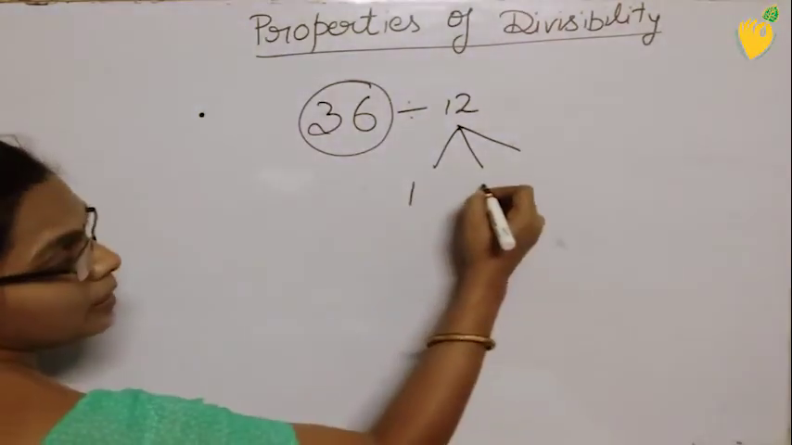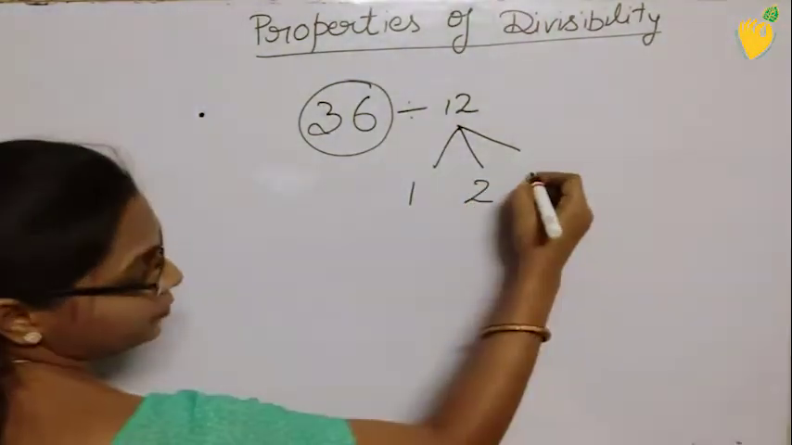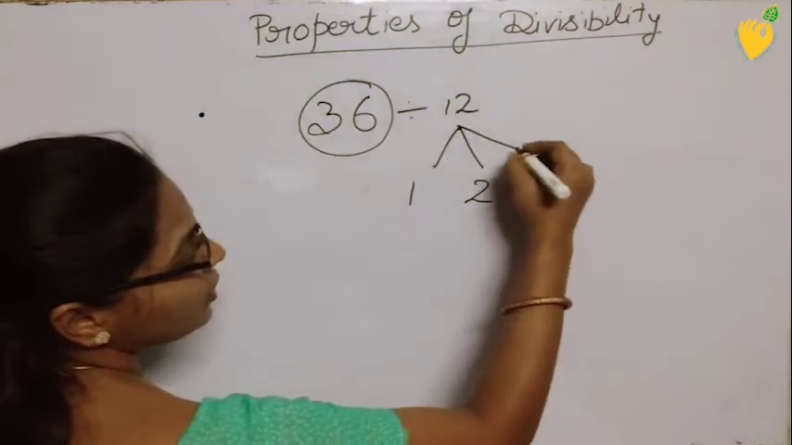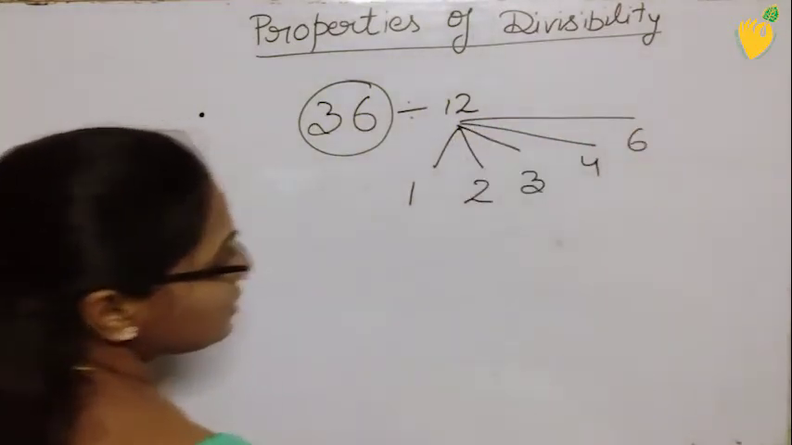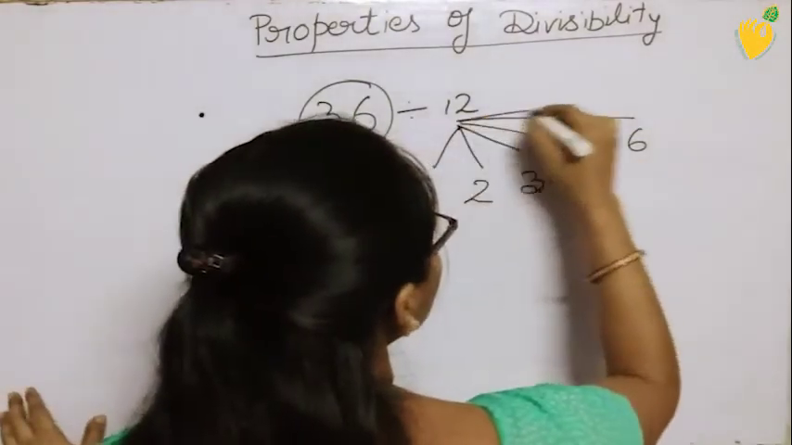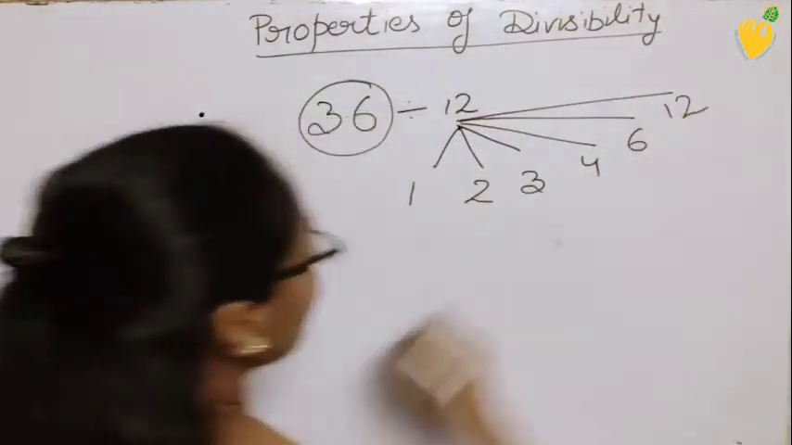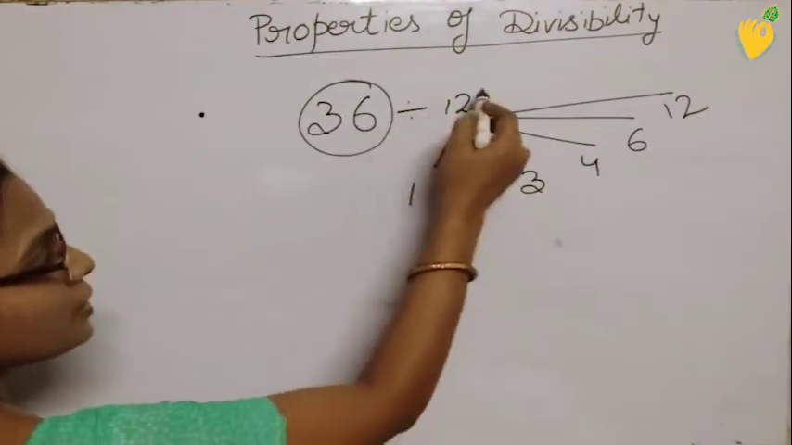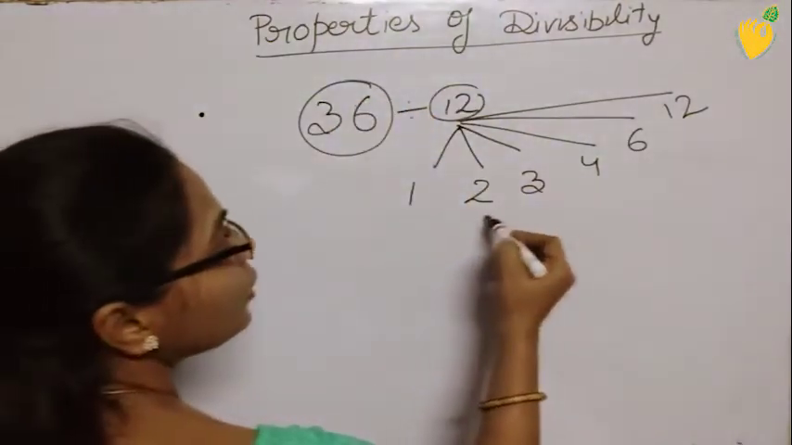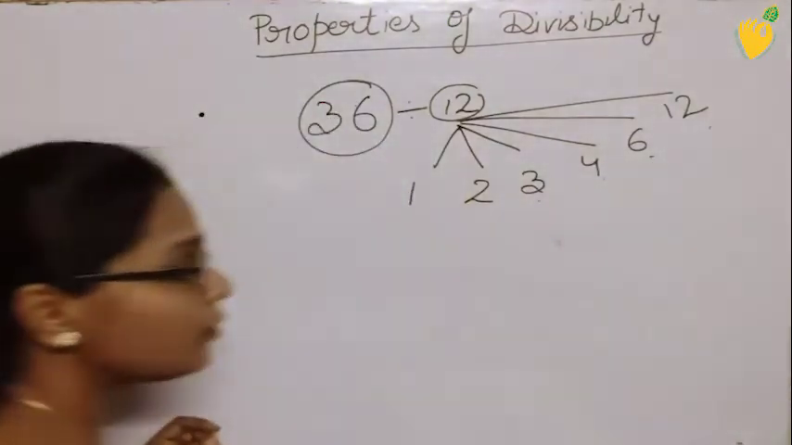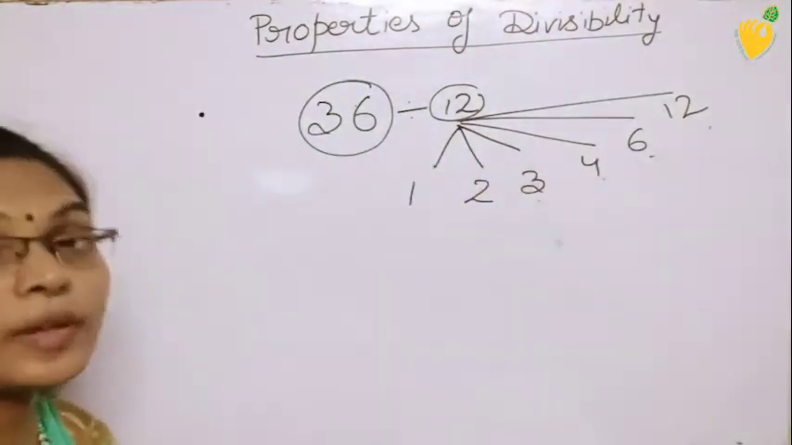You can say 1, 2, 3. These are the factors of 12. 4, 6 and 12. So if 36 is divisible by 12, then 36 must be divisible by 1, 2, 3, 4, 6 and 12 because these are the factors of 12.